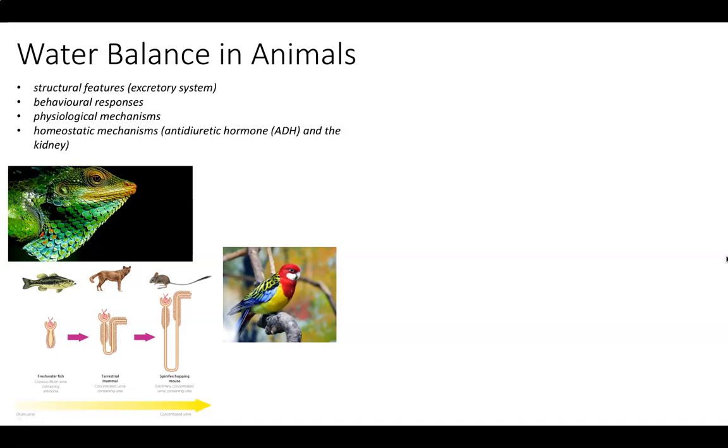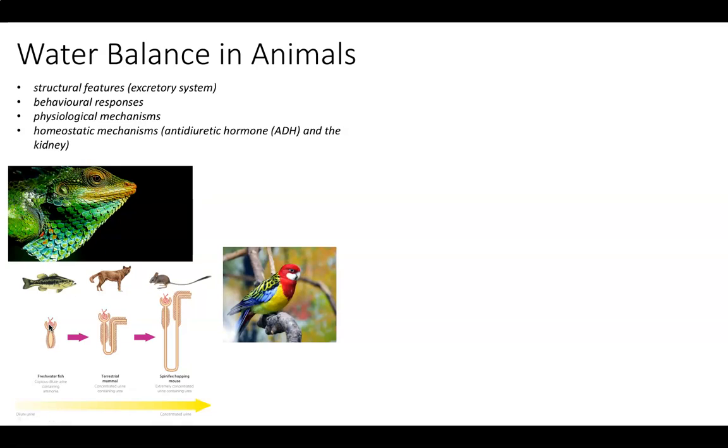So it's not surprising that different organisms have different length loops of Henle. We see organisms that live in very hot environments with much longer lengths because they need to reabsorb as much water as they can. They don't want to lose it. But then we have other organisms like fish, which live in obviously aquatic environments, so they don't need to have such a long loop of Henle. They don't have to worry about this. So these are a few examples of structural features. We have scales, feathers, and loops of Henle.